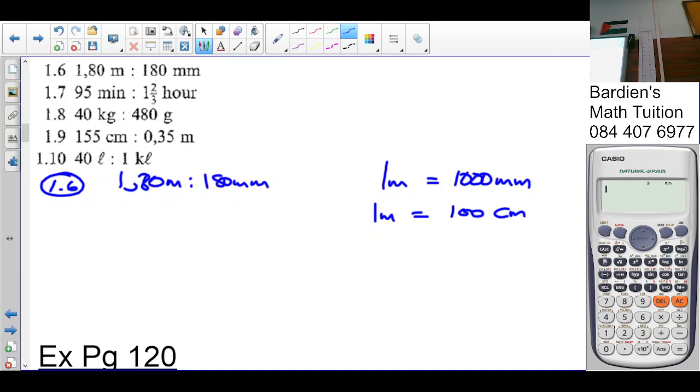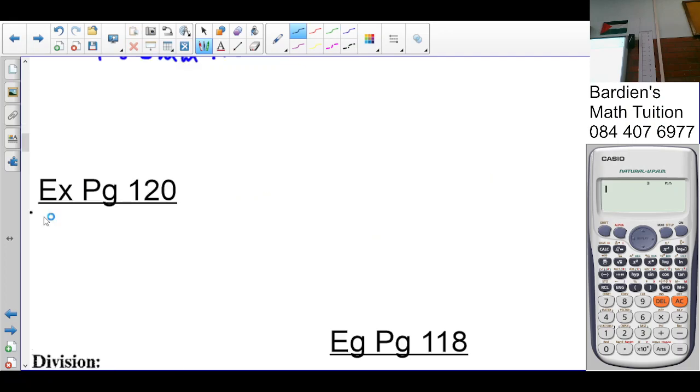So we're going to change this to millimeters. So that is 1800 millimeters is to 180 millimeters. What number goes into both? 180 goes into both, not so? So I divide both sides by 180.